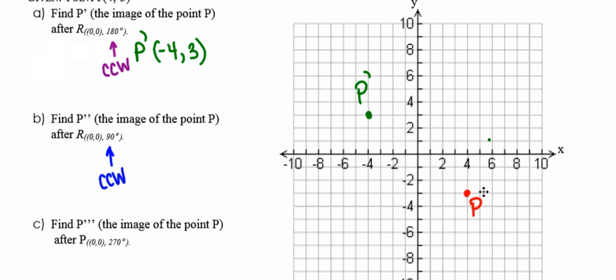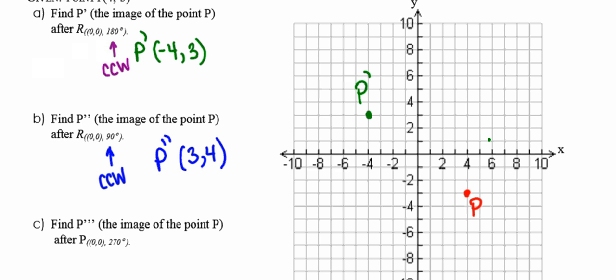Okay, got it? What we want to do now is write down the coordinates of where point P ended up. So I'm looking at the paper that I have next door to me, and after a rotation of 90 degrees counterclockwise, it looks like the new coordinates of point P are going to be (3, 4). And therefore, the coordinates of P double prime are going to be (3, 4).